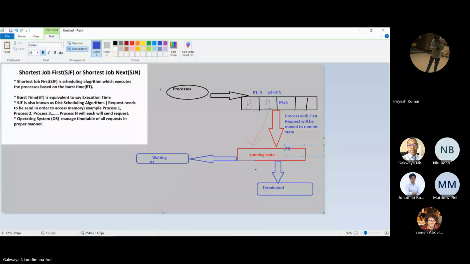Where is it? Yes, here. This part here, we come here, and then we send everything down there. So here, process can be terminated. A process will be terminated if the burst time is complete. Right? If the burst time is complete, process is terminated.